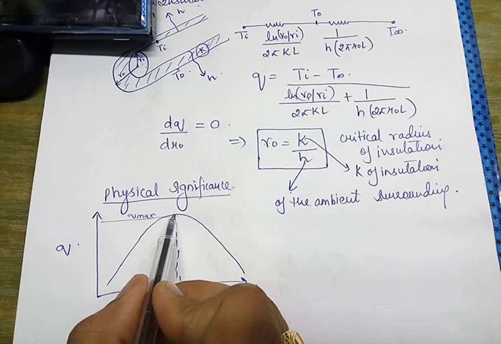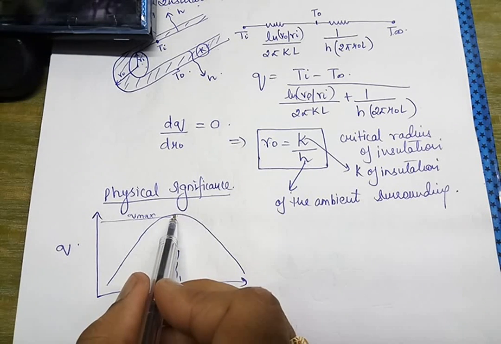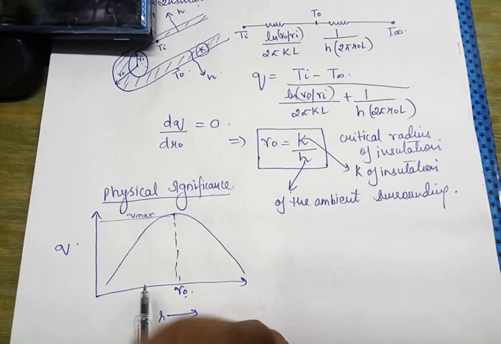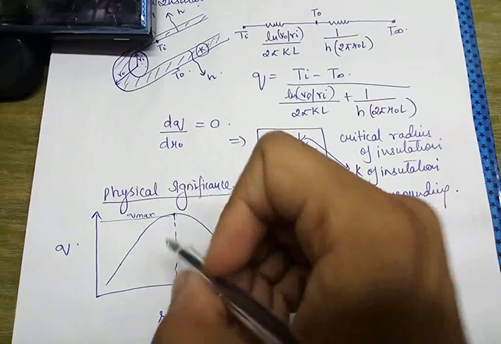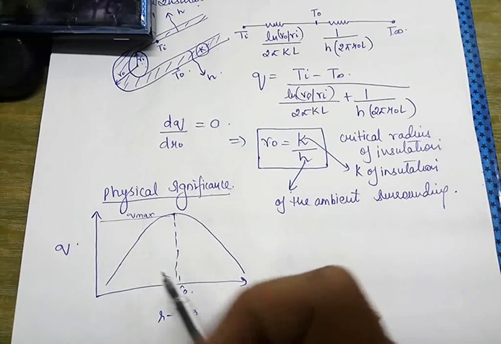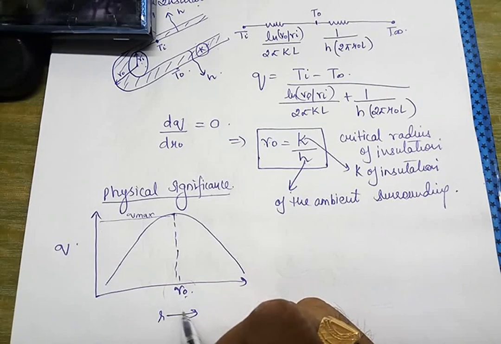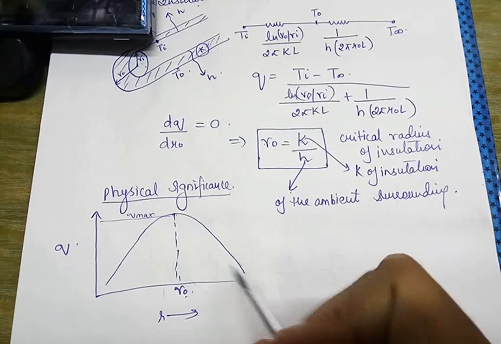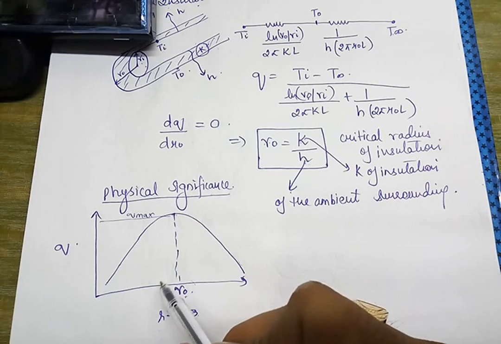After the value of the critical radius, if we keep on adding the insulation, then instead of increasing the heat transfer rate, it will definitely decrease. Please note that this graph is very, very important because it can be directly asked in a 1 mark question: what will you say about the variation of heat transfer with respect to radius. So it first increases, becomes maximum and then decreases. The value at which the heat transfer rate is maximum is called the critical radius of insulation.